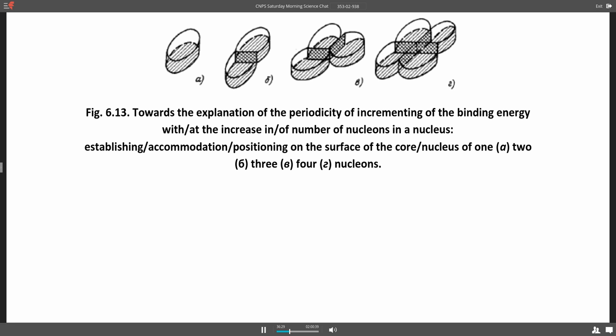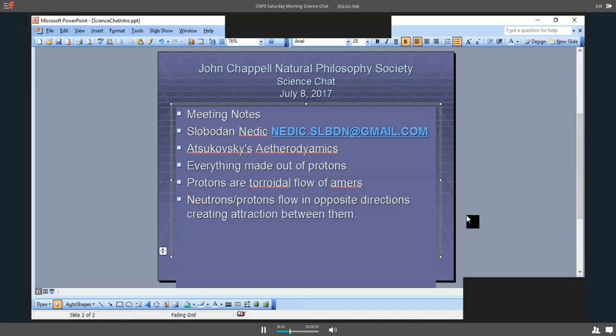So Slobodan, I've been trying to summarize what you've been talking about. Let me share that with you, and let's see whether I've got what you're saying represented, at least at a high level. So, here are our notes for today.